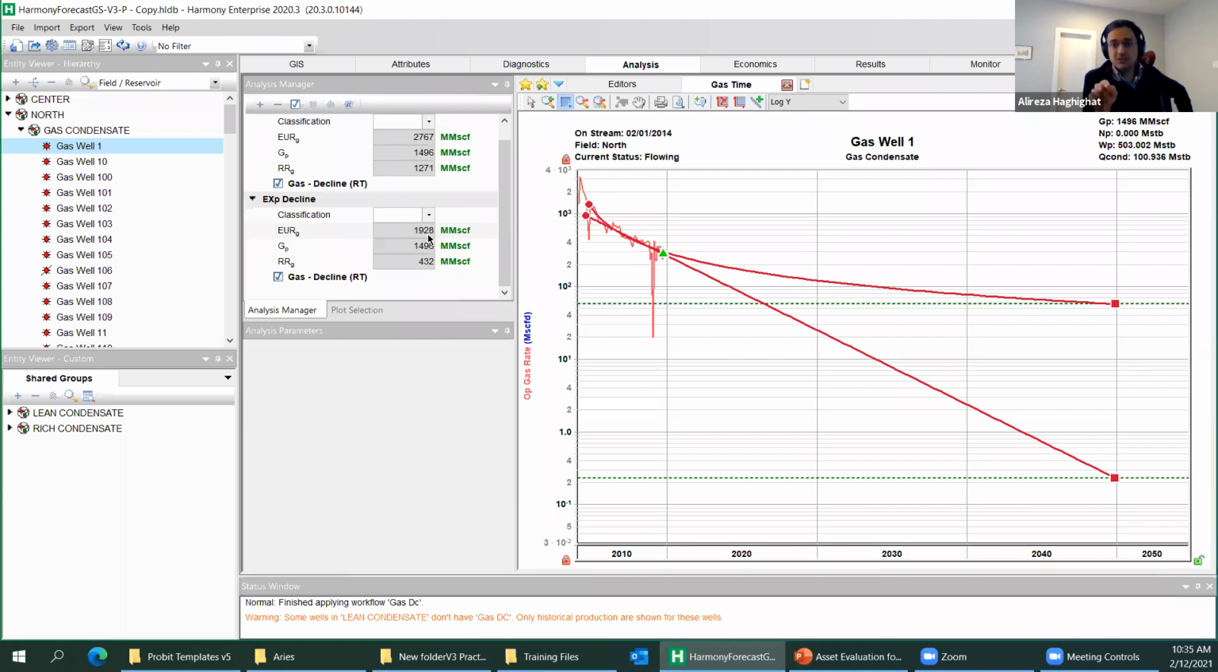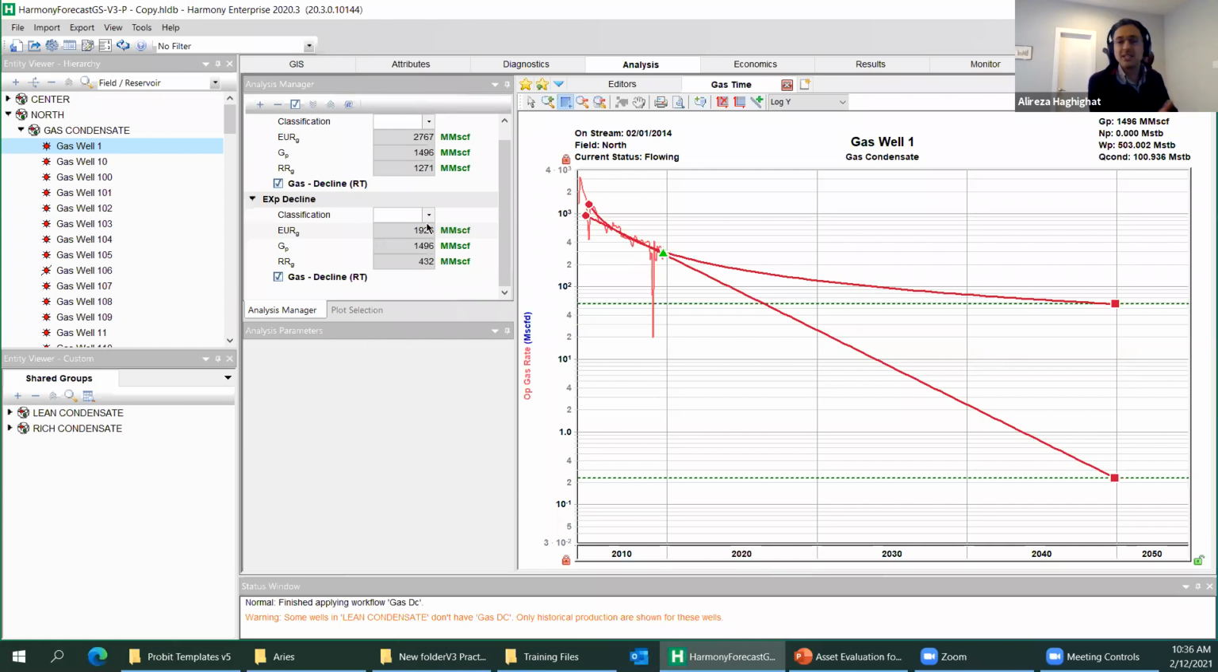This question should be answered with some additional information, some additional analysis. So as a reservoir engineer, your job is to come up with the most reliable EUR, most probable EUR. Is it 2.7 or is it 1.9? So we should answer that question. We should come up with some techniques to help us decrease the uncertainty.